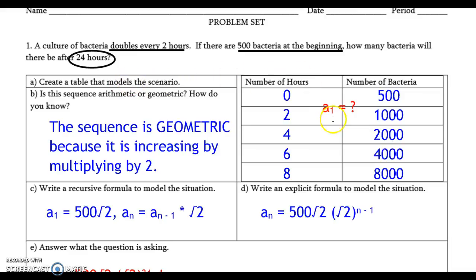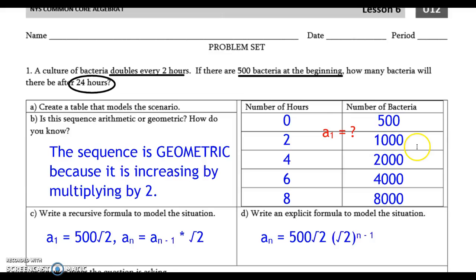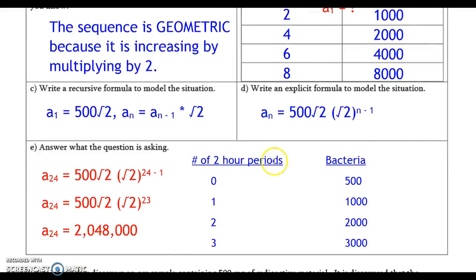It turns out that we're able to change the problem to suit our needs. Instead of saying number of hours as my x value, or in this case my n value, I'm going to say that my n value is going to be the number of 2-hour periods. Let me say that one more time. I'm going to change the number of hours to the number of 2-hour periods. So here's a table that describes what I was talking about.